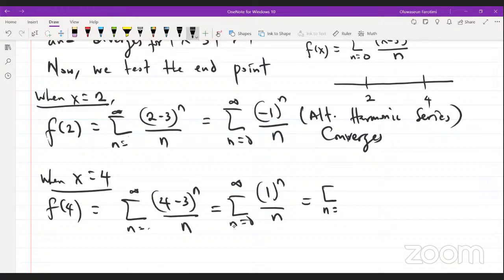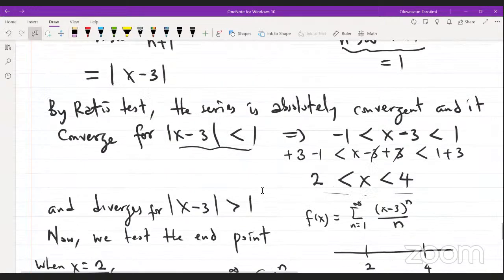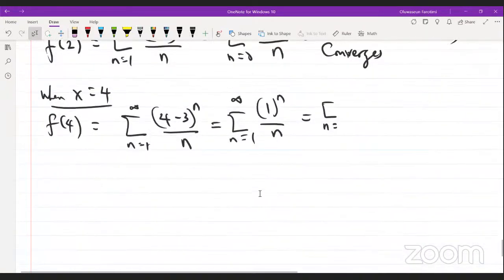Sorry, I should be indexing from 1, not 0. Let's see how long I've been doing that for. This indexing should be from 1 and not 0. If it's from 0, there's a problem. Okay, all good.